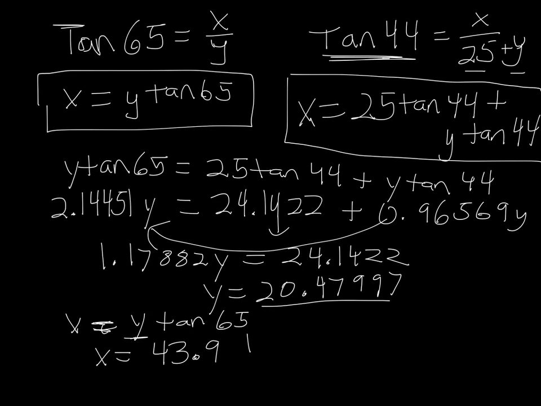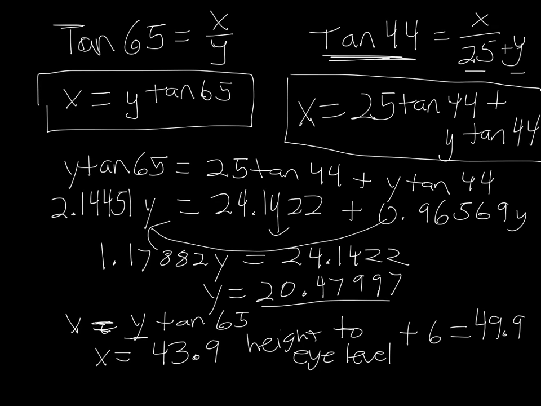This is the height to eye level because they're sighting from their eyes, obviously. So we need to go ahead and add the height to their eyeballs so that the tree can hit the ground. Otherwise, the tree would be floating up there at eye level. So we get 49.9 feet for the height of the tree.